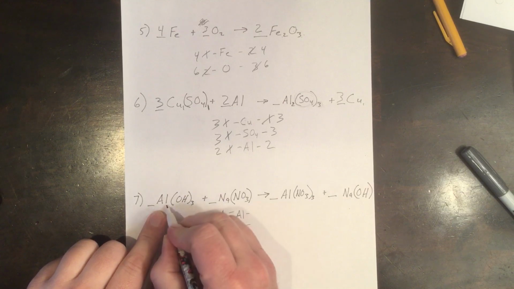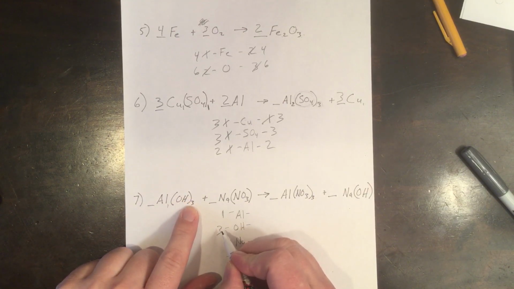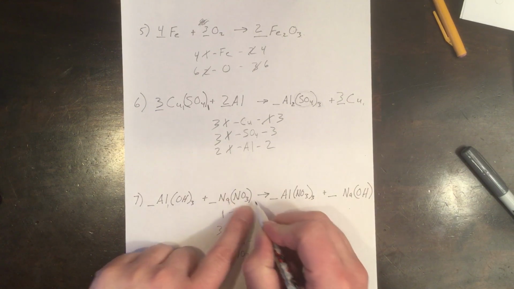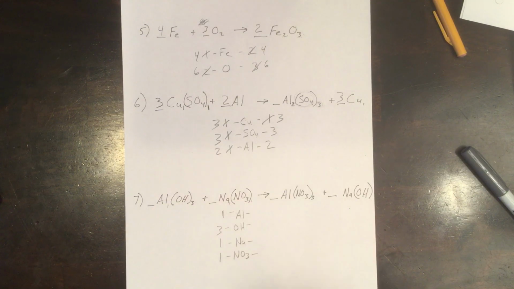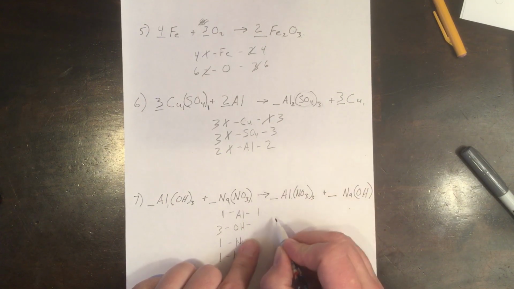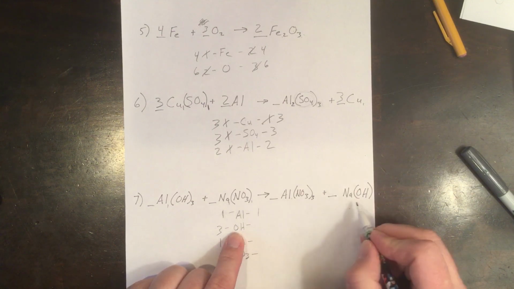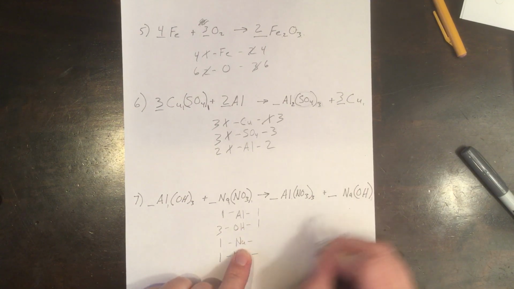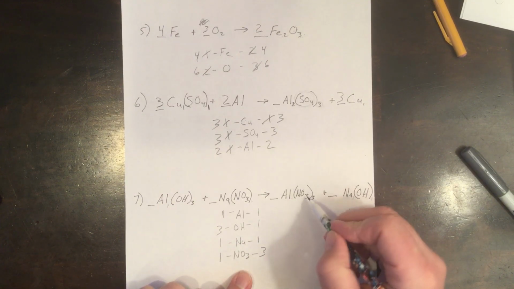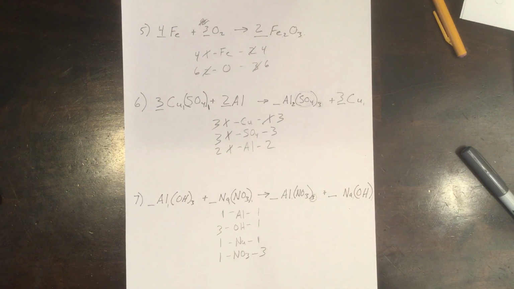Over here, aluminum, we have 1. Hydroxide, we have 3. There's a 3 on the outside of the parenthesis, right? Sodium, there's a 1 here, and we have a 1 for the nitrate. My aluminum, there's 1 over here. Oh, we still have 1. Na, we have 1. And my nitrates, we have 3. Look right here, there's 3 of them. Okay. Oh, how complicated. It's really not too bad.